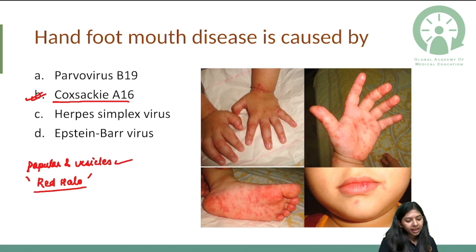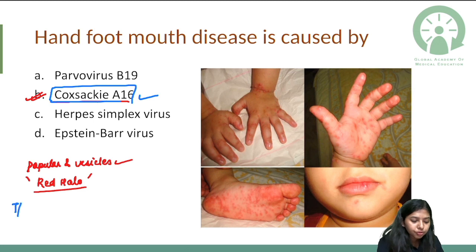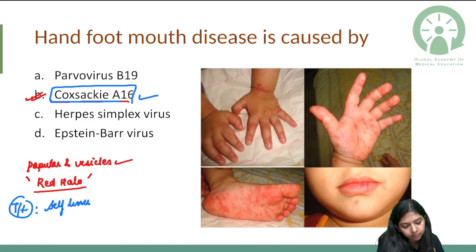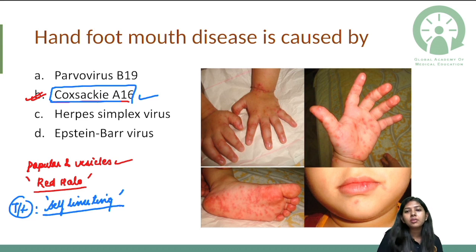What is the causative organism? Causative organism is Coxsackie A16. Treatment, nothing you have to do. It's a self-limiting condition. Just advise isolation, and if it's of course itchy, you can give some topical soothing lotion, calamine, and some antihistamine, right?